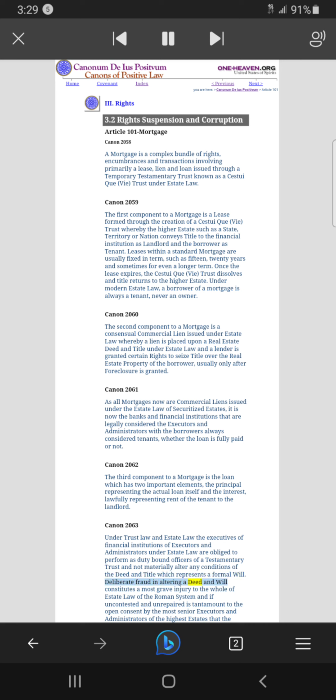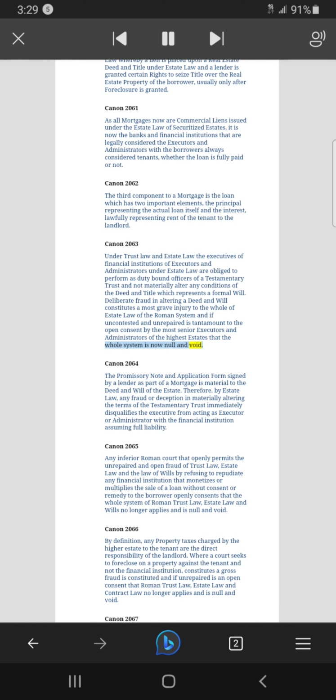Deliberate fraud in altering a deed and will constitutes a most grave injury to the whole of estate law of the Roman system and if uncontested and unrepaired is tantamount to the open consent by the most senior executors and administrators of the highest estates that the whole system is now null and void.